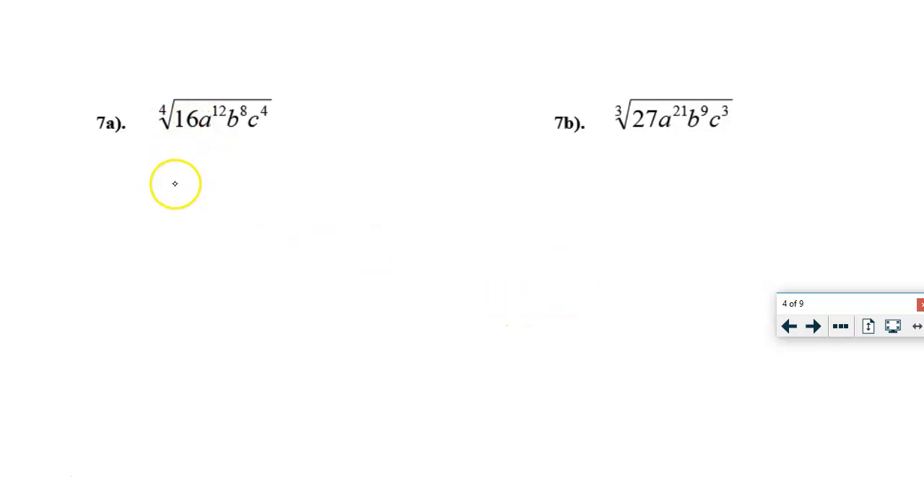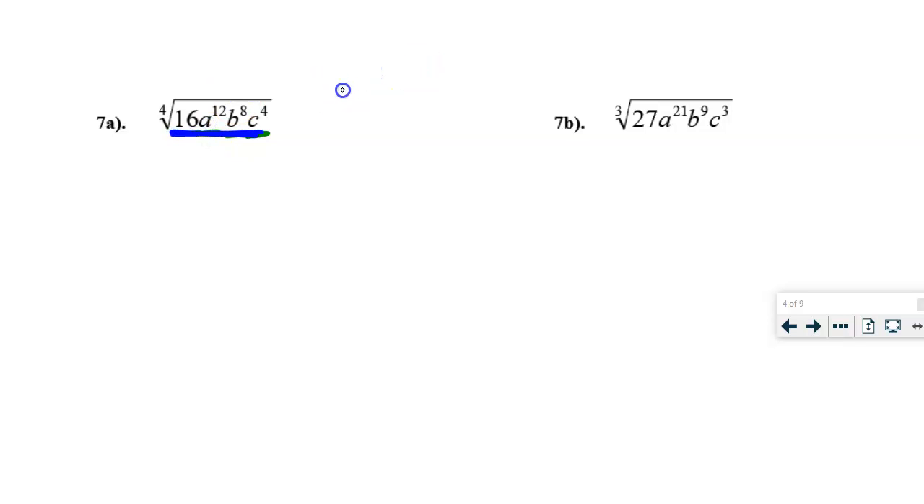Speaking of which, let's look at one of these, the 4th root this time. So if you look in the 4th list, 16 actually is something that you can take the 4th root of. And then same thing here, the a to the 12th is beautiful. b to the 8th, oh, we can reduce that one too. And so, oh, this is going to be wonderful. There's going to be nothing left in the radical. So every single thing here can reduce.